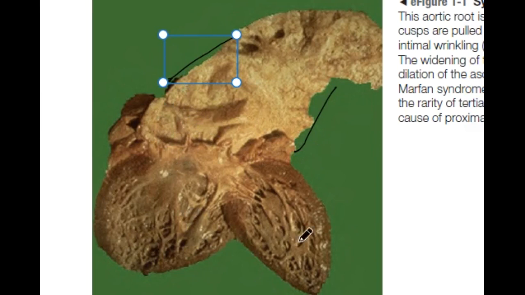So here in aortic, sorry, these two are the aortic cusps. Here you can see many intimal wrinkling. You can see these are the aortic valves, right? Here you can see many intimal wrinkling is present, that is tree bark like pattern is present. This is characteristic of syphilitic aortitis.